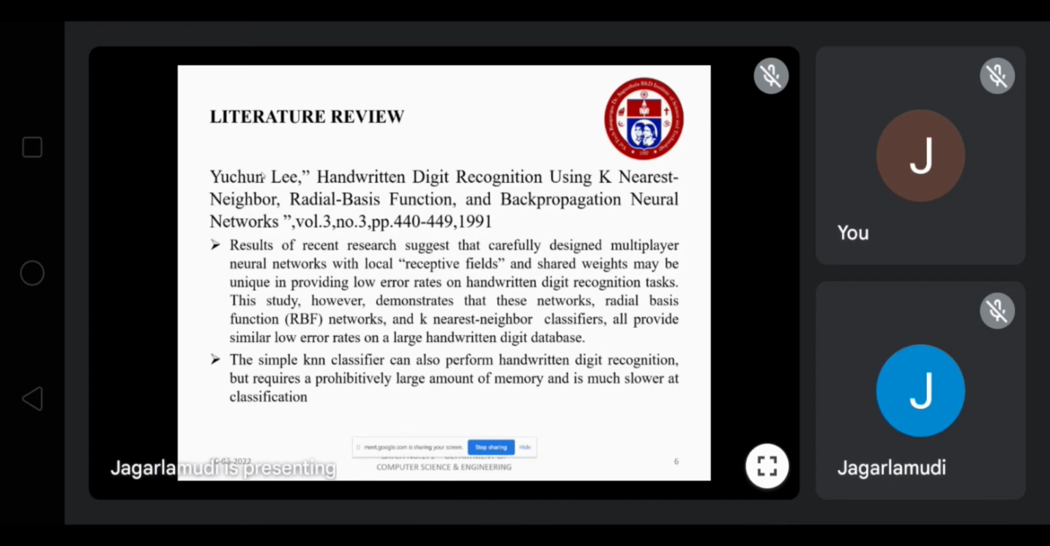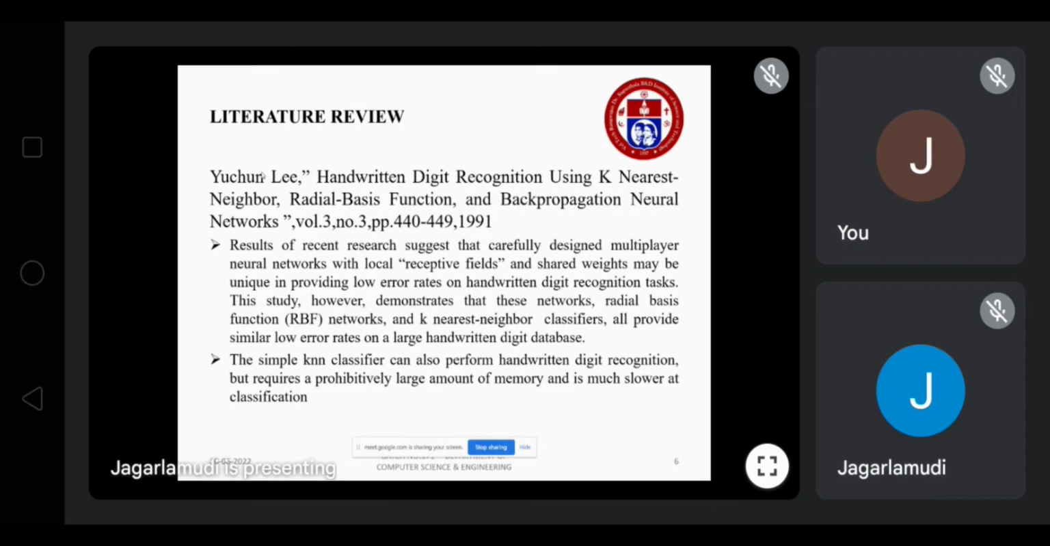We are taking some references from that literature review, and we are having some results from it. This provides low error rates in handwritten digit recognition tasks. There is a study demonstrating that RBF networks, radial basis function networks, and KNN, on a digit database, compare with the simple KNN classifier. It also performed differently in the functionality of the project, where using a large amount of memory is much slower than the classification functions.